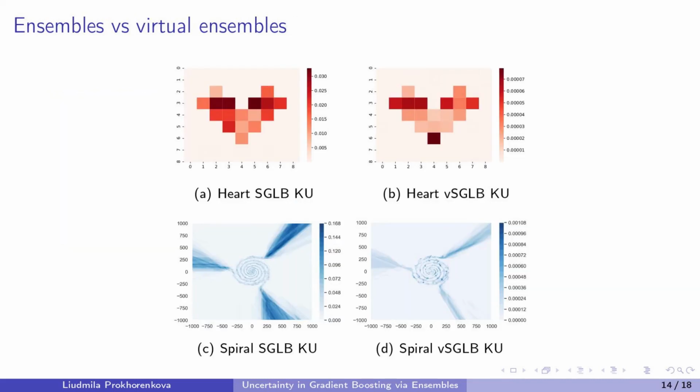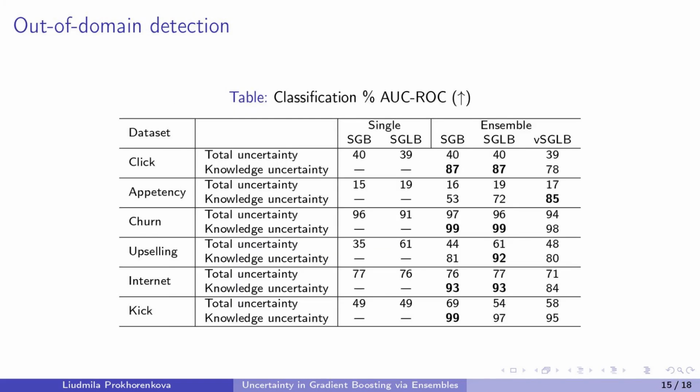Then we compare true ensembles on the left with virtual ones on the right. For the discrete hard dataset, both of them detect the region of high knowledge uncertainty equally well. In contrast, for the continuous spiral dataset, the virtual ensemble struggles to separate the outer region from the class boundaries.